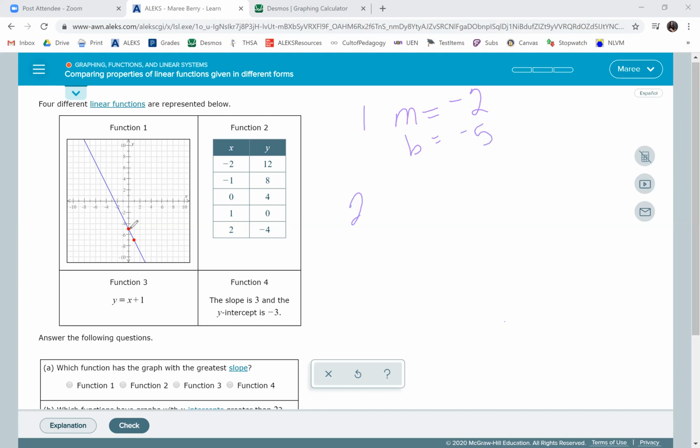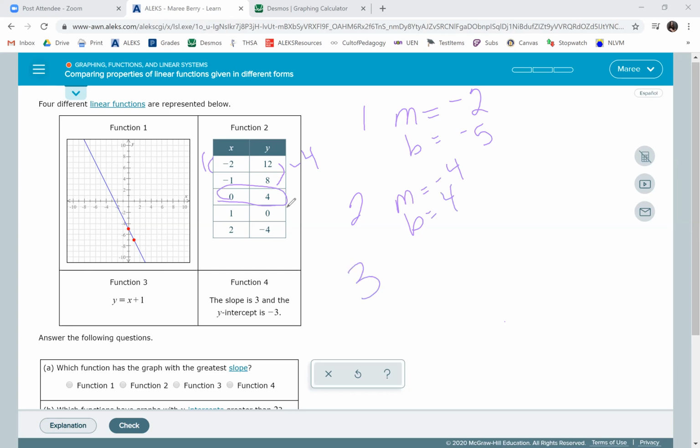And then for number 2, we're going to have slope and y-intercept. So let's see, we go down 8. So this is a -4. And on this side, we're going to the right 1. So the slope is -4. And the y-intercept, we just look at where x is 0. So the y-intercept is 4.